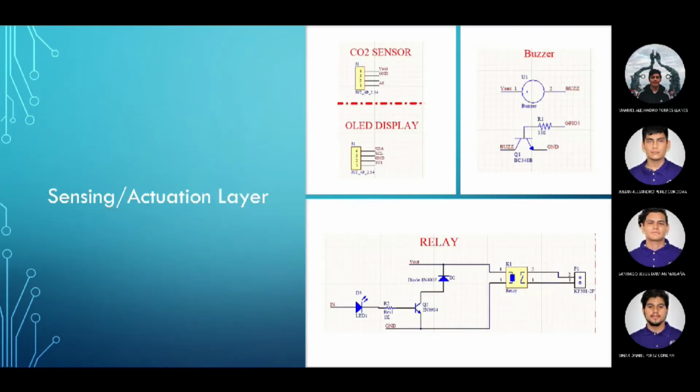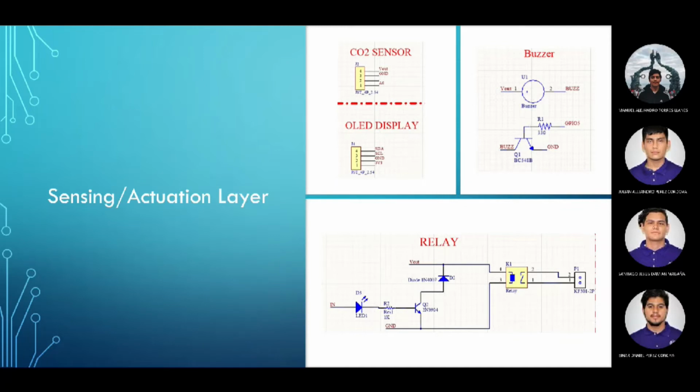We also have a sensing and actuation layer. The sensing actually uses a CO2 sensor, an MQ135. It is powered by 5 volts and is connected to the A0 pin of the ESP32. It uses a GLC connector, and it also has an OLED display that uses the same connector. This uses the TX and RX pins of our ESP32.